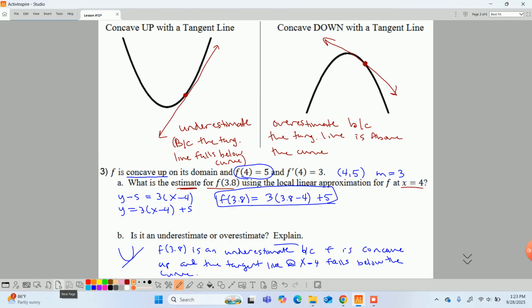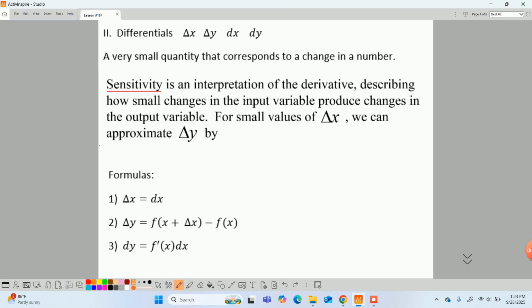Okay, now there's some interesting notation that might come up over time, so let's talk about that. Differentials is the name of this section, right? We might see change in x, change in y, or we might see dx and dy, which we know just means derivative. But this represents a very small quantity that corresponds to a change in a number. So that's ultimately sensitivity. It's an interpretation of the derivative describing how small changes in the input variable produce changes in the output variable. So for small values of change in x, we can approximate change in y by the following formulas.